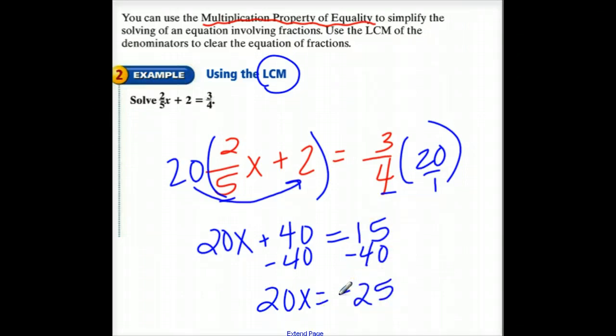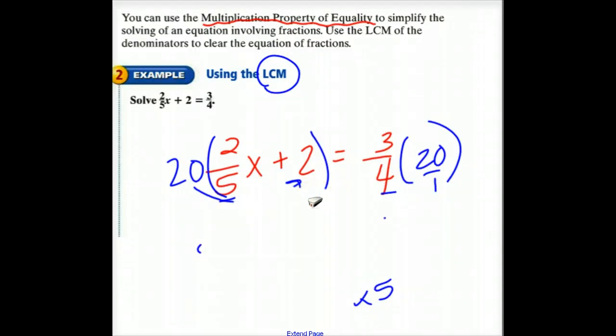I'm running out of room here. And then I'm going to, oops, I made a mistake. I'm sorry, I'm going to fix this right now. When I distributed, I made an error.